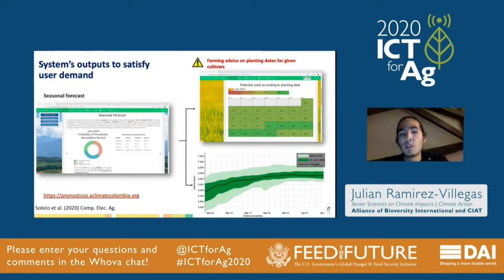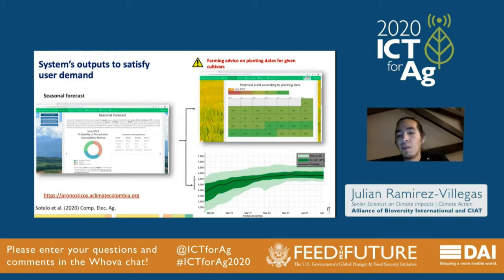So through this forecast platform, as I was saying, the users can get an idea of the seasonal forecast, and then they can also, based on that seasonal forecast, get an idea of, for example, what would be an ideal planting calendar, which you can see here at the top right. Users can also get an idea of what happens with crop productivity if I choose different planting dates. This is what you can see in the bottom right.